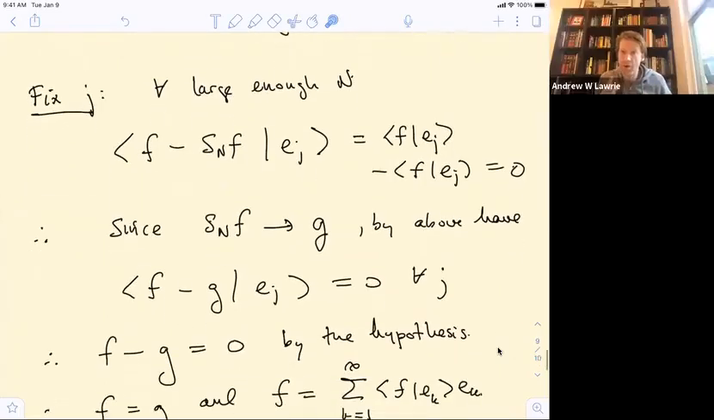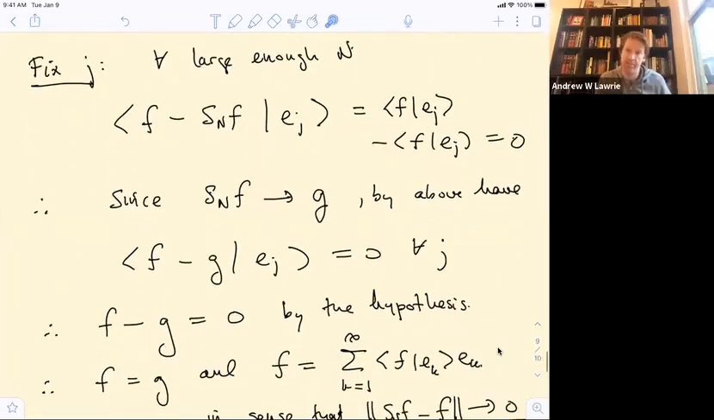Okay, and we want to use our hypothesis. So where is the hypothesis going to come in? Well, we're going to show f is equal to G as long as we can show this.